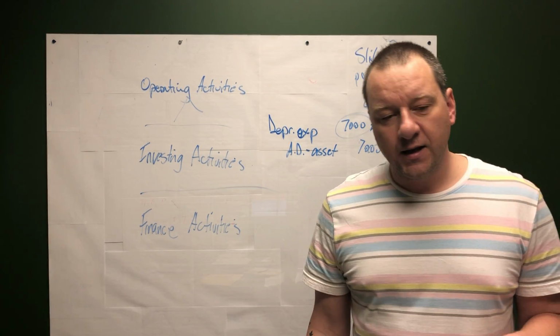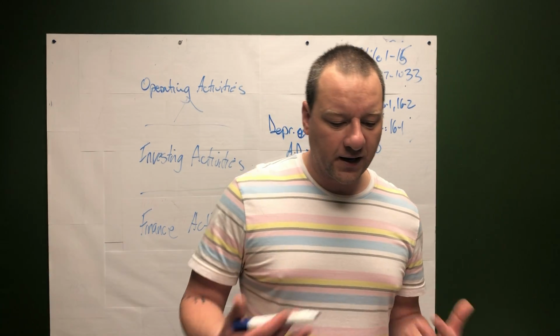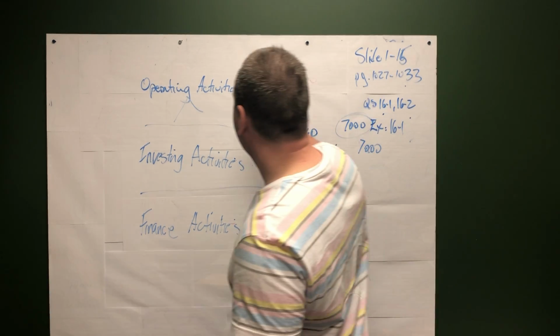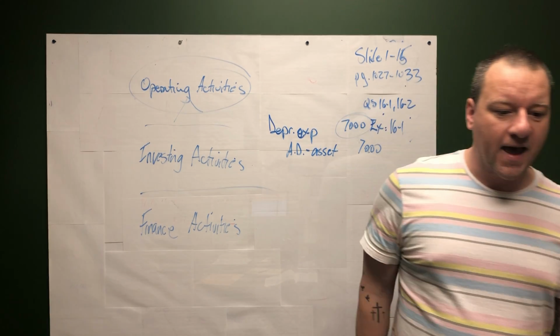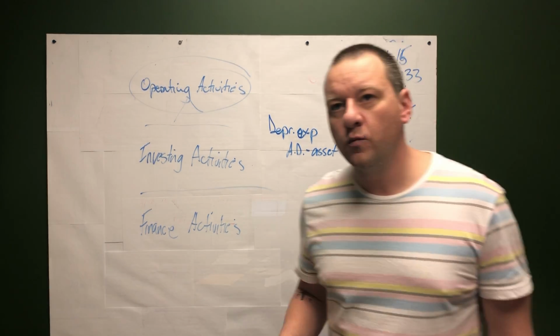So that's it for today. On Tuesday, we're going to start making the first section of the statement of cash flows, and that'll be dealing with operating activities. All right, so good luck with that, and we'll see you tomorrow. If you have any questions, please let me know.